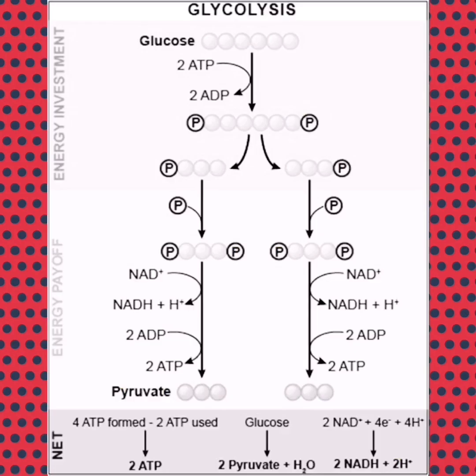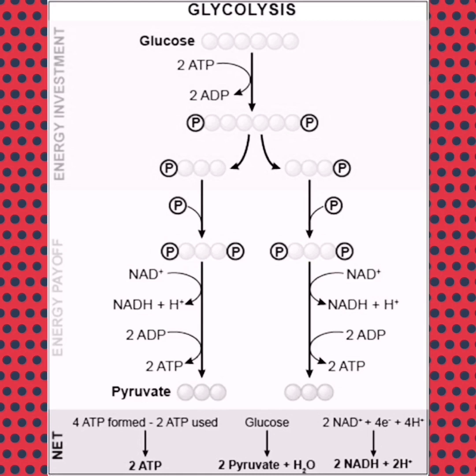The diagram shows how glucose is being split into 2 pyruvate molecules. It starts with the input of energy, that is 2 ATP molecules. The energy to split glucose is provided from these 2 energy molecules, and as glycolysis goes on, energy is released, and the energy is used to make 4 ATP molecules.